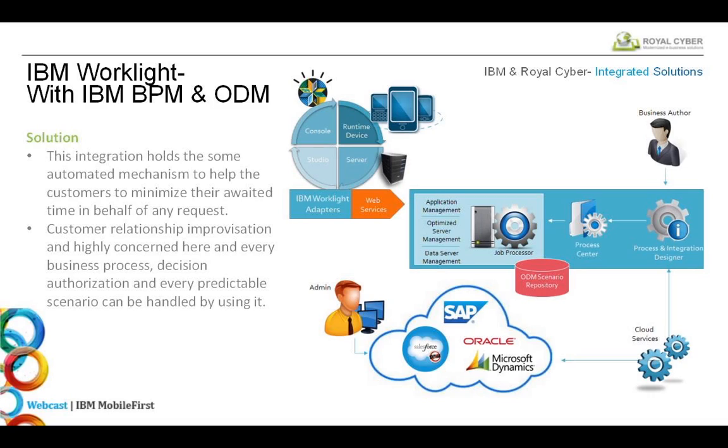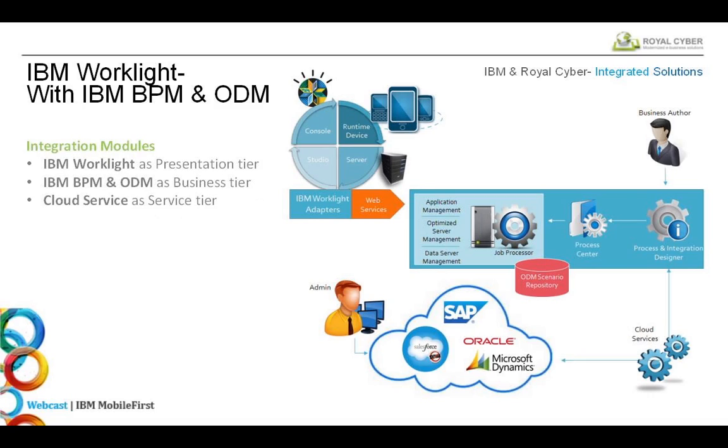For this complete implementable solution, we are using IBM Worklight for mobile interfacing, whereas IBM BPM and ODM could be used for business process automation. This architecture could be extended and integrated with third-party CRM APIs to build a complete business process and authorized system within an organization to provide much better and optimized services.